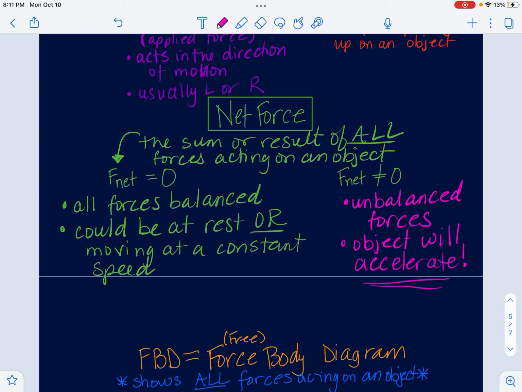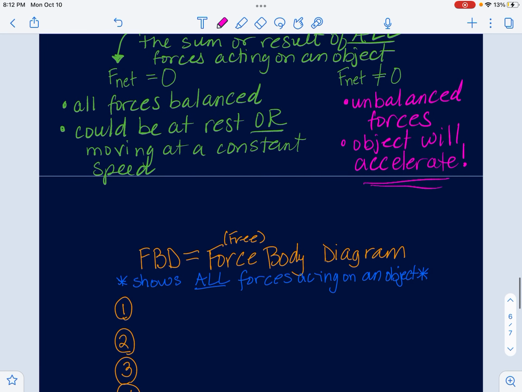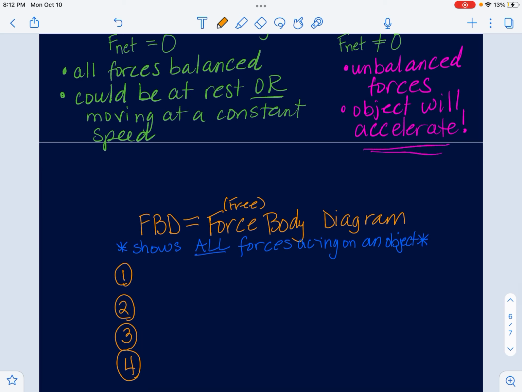Now, to show what's going to happen, whether it's at rest or at a constant speed or accelerating, we're going to draw what's called a free body diagram or a force body diagram. Either one is fine. It is going to show you all of the forces acting on an object. So there are 4 steps for drawing these. Let's write those down. The first is we are always going to draw all forces from the center. Even if these don't make sense right now, let's just write them down because we're going to do lots of examples in just a minute. Draw forces from the center.